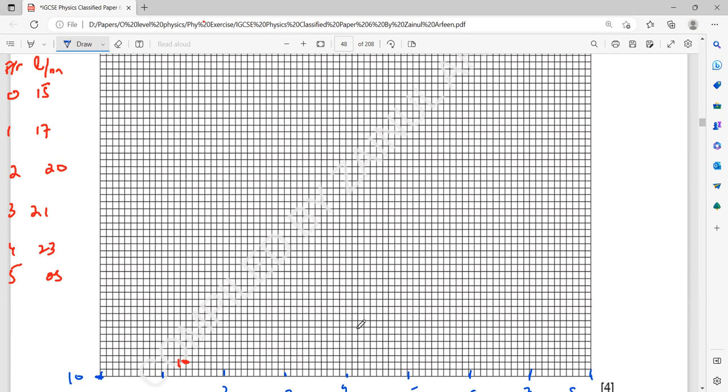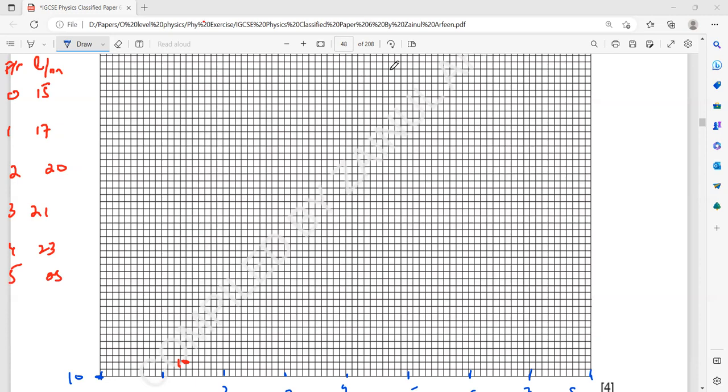How do we know which one is independent and which one is dependent? Usually on x-axis you have independent and on y-axis you have a dependent quantity. Like if you add a load, the length will change. So load is what you are changing and length is affected by the load. So length is the dependent one and load is the independent one. Usually the rule of plotting a graph is that x-axis is the independent and y-axis is the dependent one.